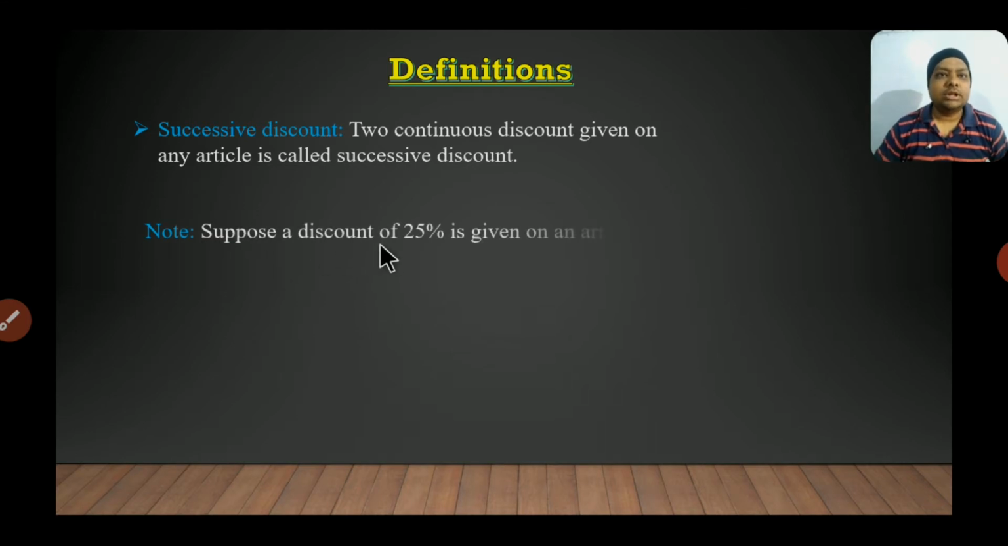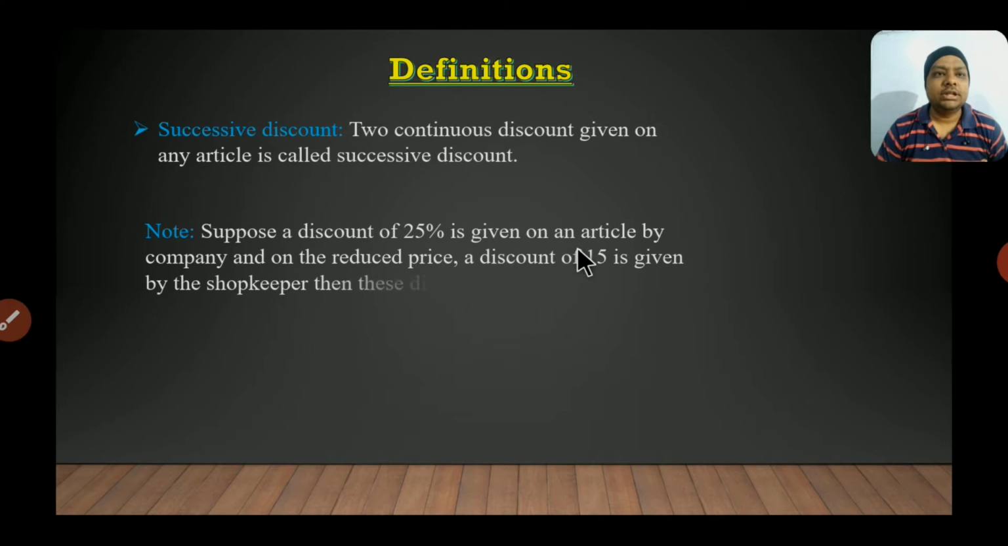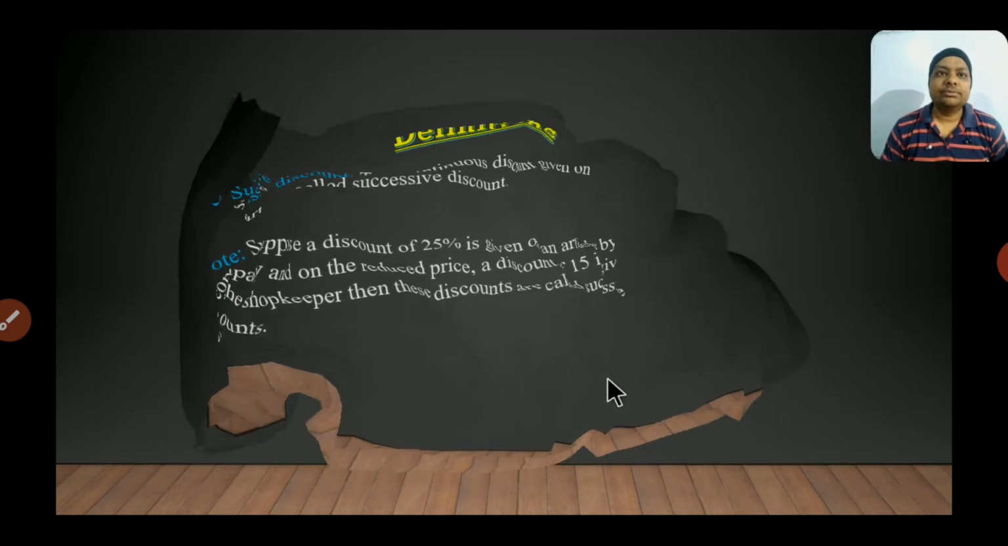Suppose a discount of 25% is given on an article by the company, and after finding the reduced price, we apply a discount of 15% on the reduced price. That is how we get successive discount. So let's see how we will find the single discount equivalent to two successive discounts.